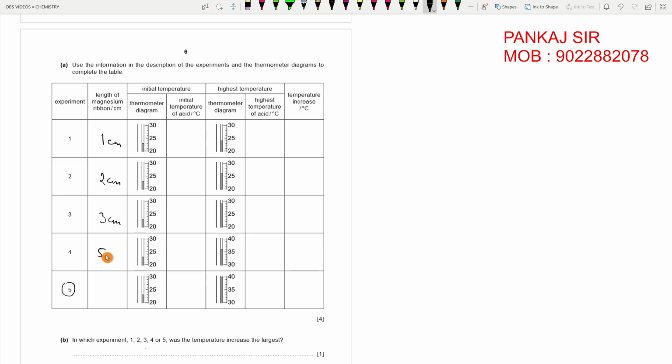Then the initial temperature of the acid, you can see that everywhere the temperature is 20, 21, 22, 23. Yeah, so 23 degrees centigrade. Here also I can see it is 23. The initial temperature for all the 5 experiments he has kept same. So I'll write everywhere 23 degrees centigrade. Okay, and you can see here it is 23 only everywhere.